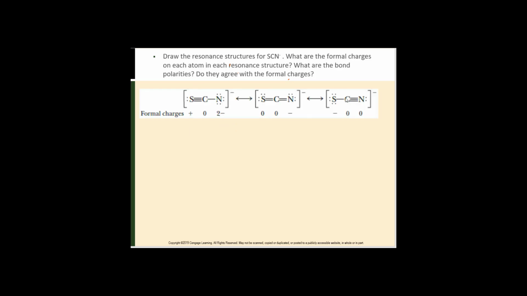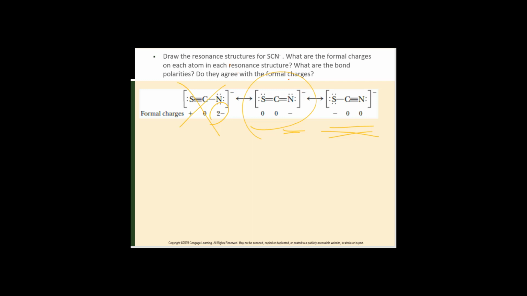Hopefully you came up with these 3 different ways to draw SCN so that everybody can have their octet. And if we first started just looking at the formal charges, the middle structure is probably most favorable, although you could have also looked at this third one and been like, oh yeah, well there's a minus there and there's only one minus here, so the second and the third one charge-wise, we can nix right off the bat this first one because we've got a large formal charge.